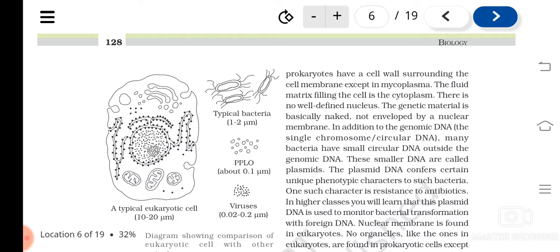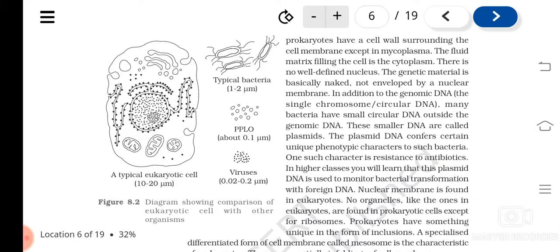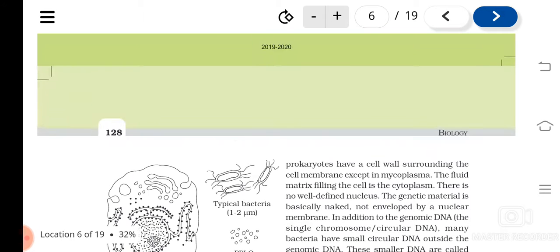And in addition to that, some of the bacteria have another extra chromosomal DNA. That is known as plasmid. These are the smaller circular DNA found outside the genomic DNA. Genomic DNA is already there in the nucleoid. Is it clear? So this is the general structure of a prokaryotic cell.